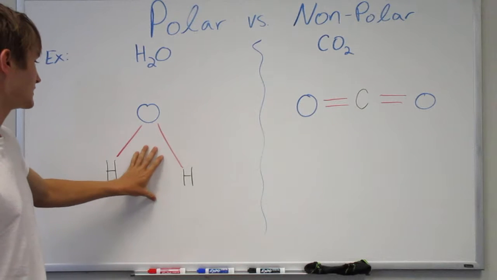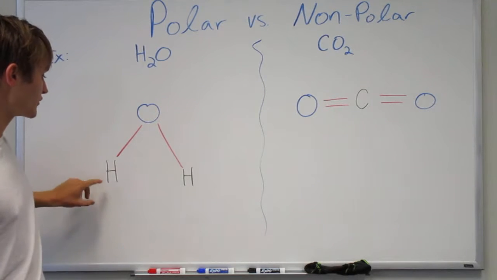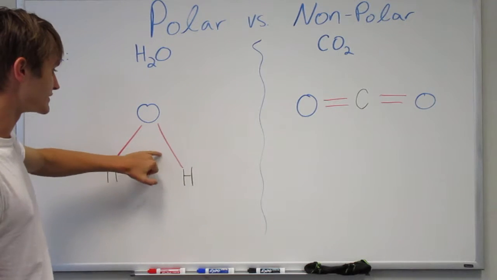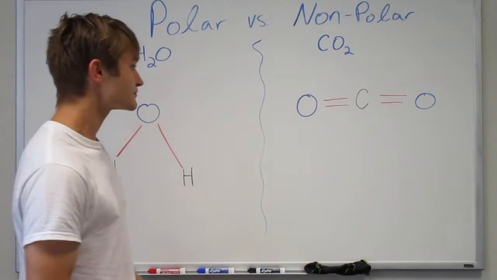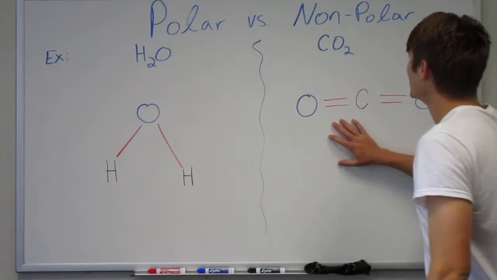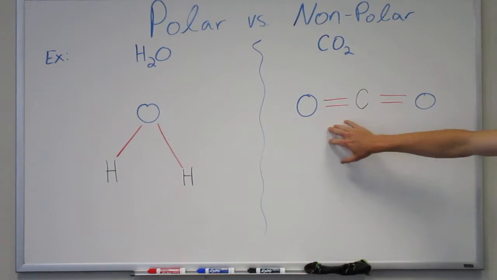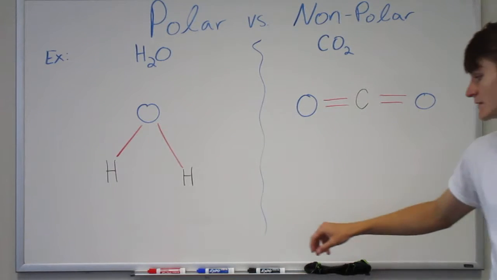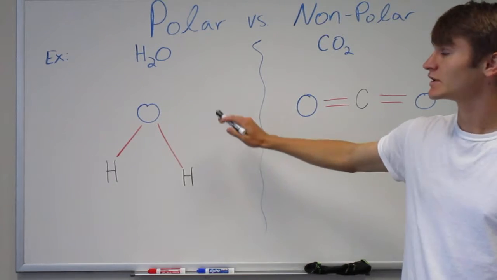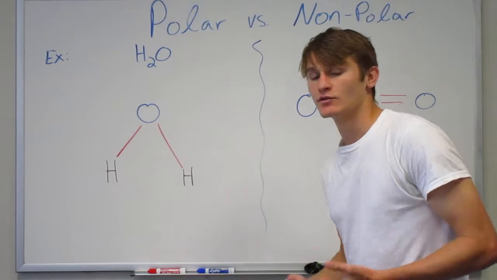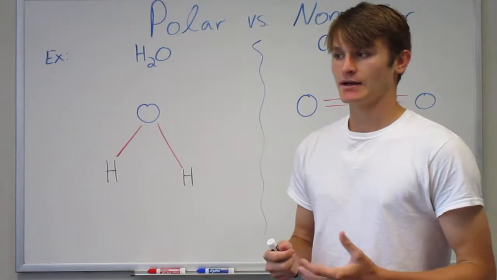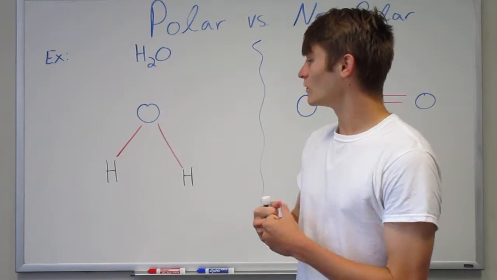So this is the construct of a water molecule. You see we have two hydrogens, and I'm going to ask you guys in a bit what the bonds between them are. And then over here on the non-polar molecule, carbon dioxide, we have two double bonds between the oxygens and carbons. So I'm going to come over here and talk about polar molecules first. So what does it mean to be polar?